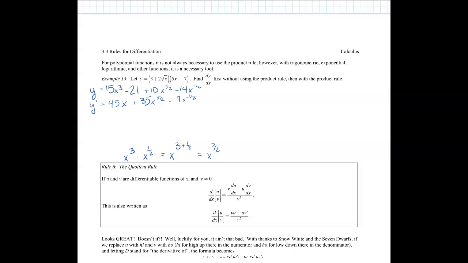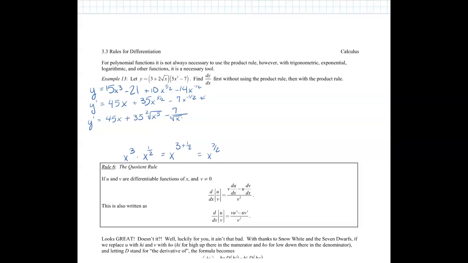The only thing I need to clean up is I don't like negative exponents. And if I started with radicals, I should probably end with radicals. So I should get y prime is equal to 45x squared plus 35 times the square root of x to the fifth, minus 7. And then x is going to flip to the bottom because that's the only thing attached to that negative exponent, so I've got the square root of x in the denominator. And then I should be done with that.